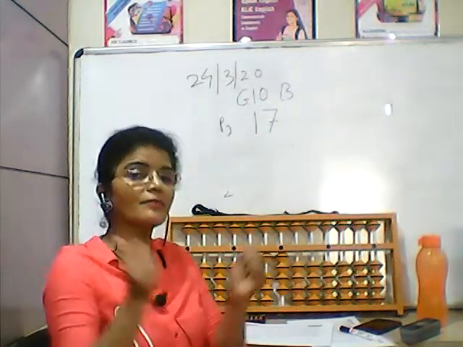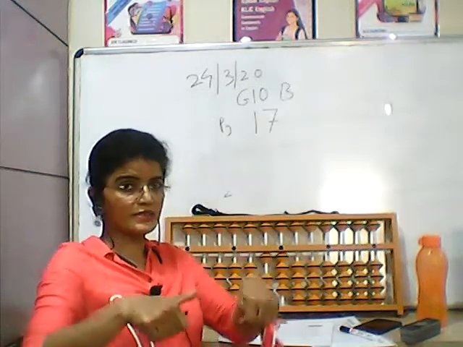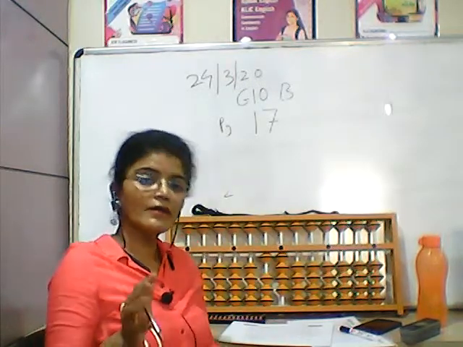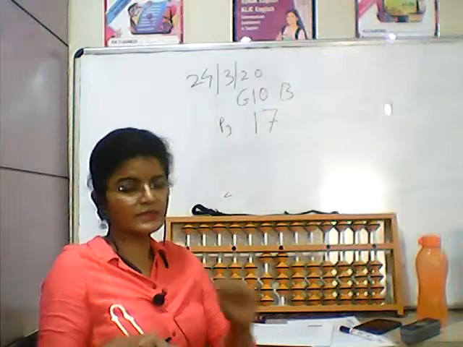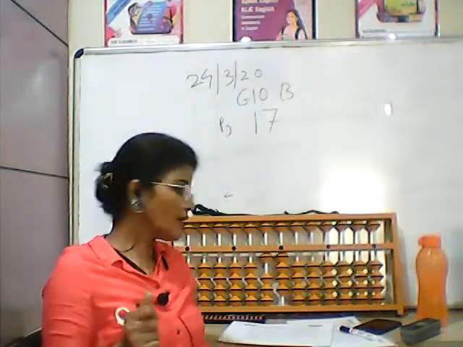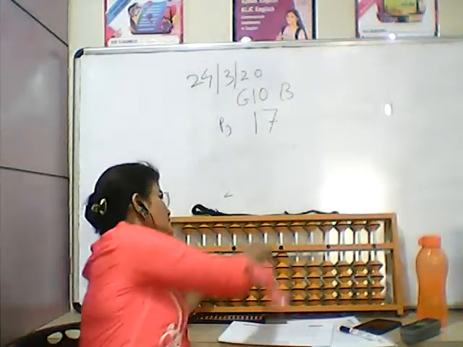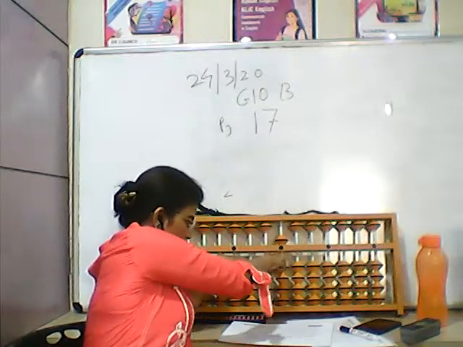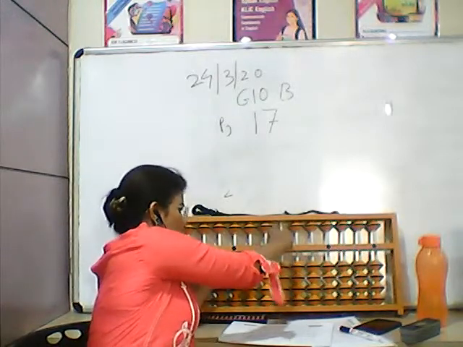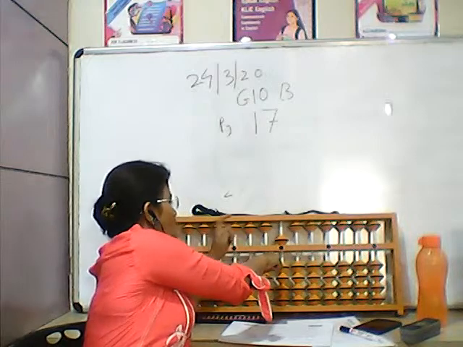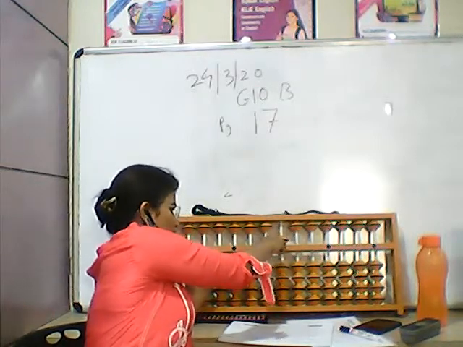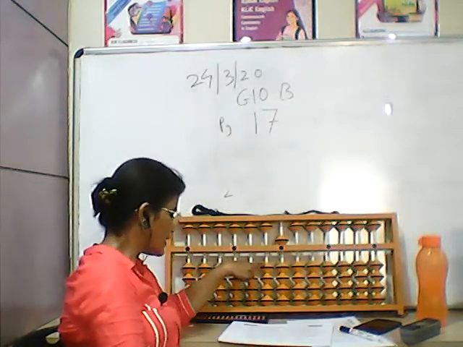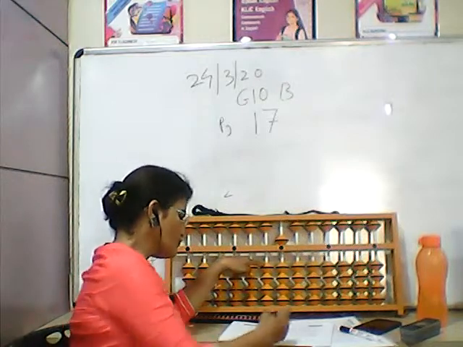So make complement. Minus 10 plus 5 minus 4. 10 down, 5 down, 4 down. That is 5.